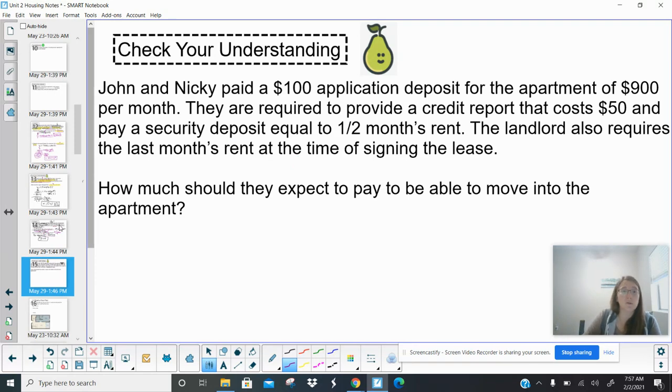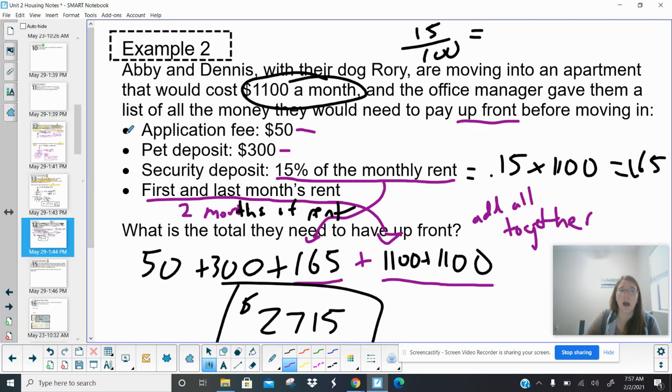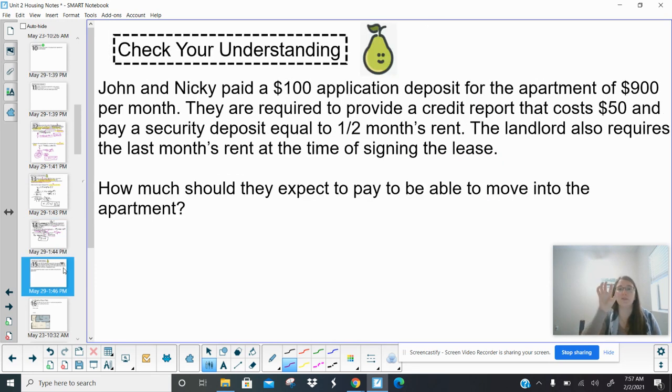Now, the only difference between these two questions is it's not bulleted. So you have to skim through the question and you want to find everything they needed to pay up front. Be careful because there is one number that they don't have to pay up front. It's just saying, hey, the apartment is this much per month. They don't say they have to pay that up front. So take a moment and we'll check.